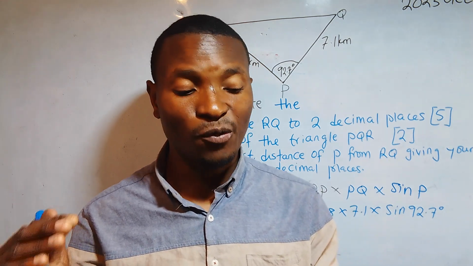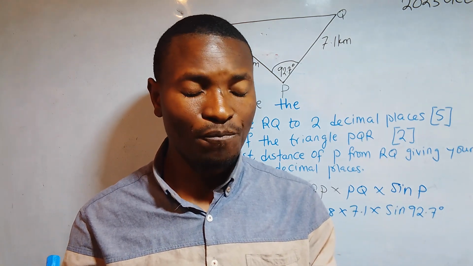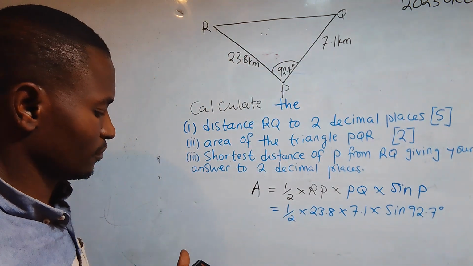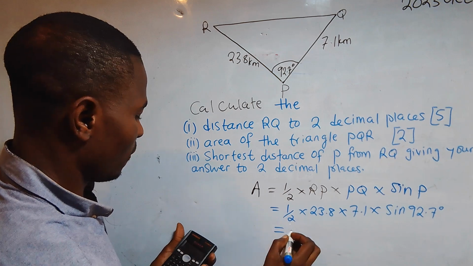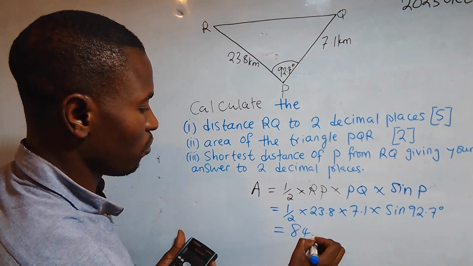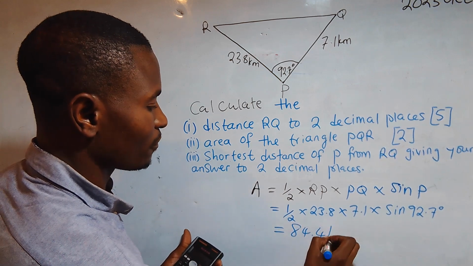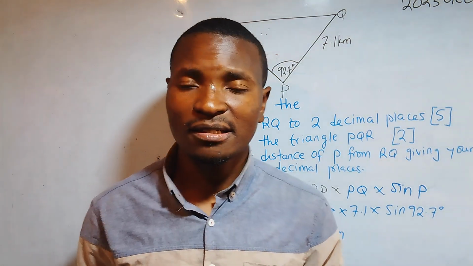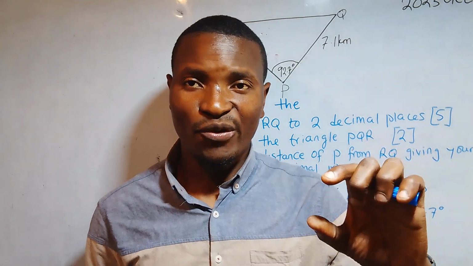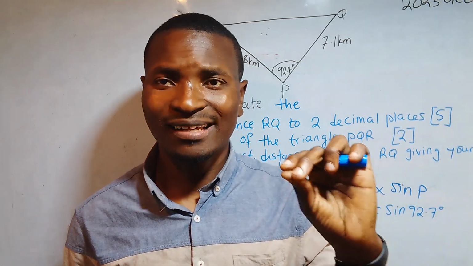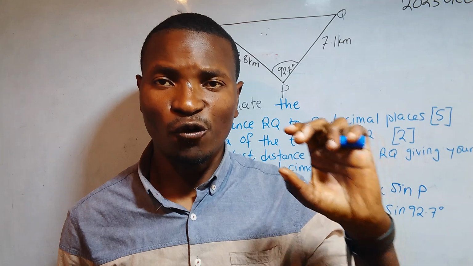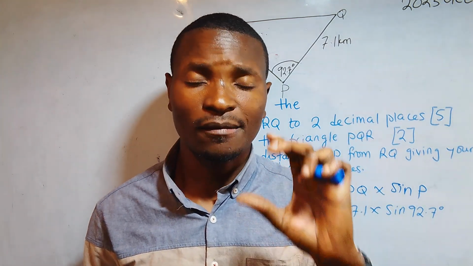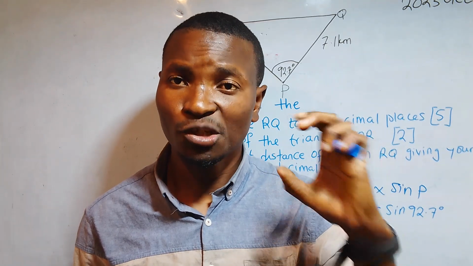So we're going to write the final answer as 84.4. Okay. So final answer is 84.4 kilometers. Now remember that whenever you're looking at the area of something, the unit should be squared, okay? That's it. You have to remember that the units should be squared, okay?